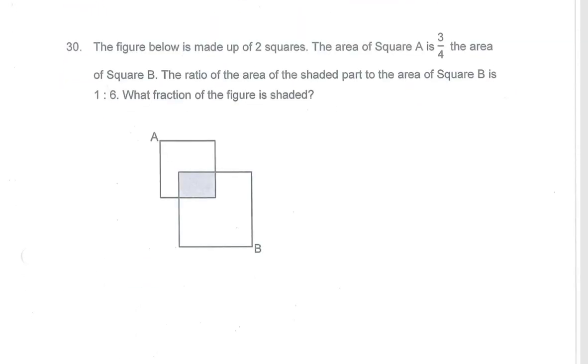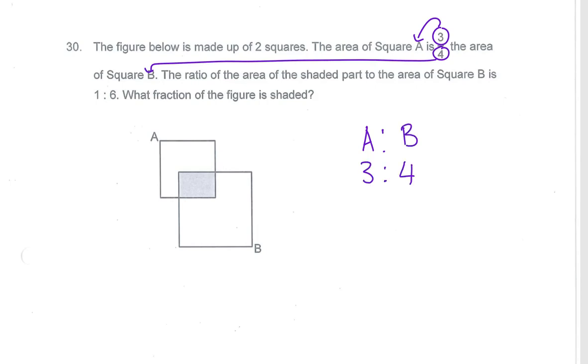Question 30. Figure below is made out of 2 squares. The area of square A is 3/4. So 3, 4 will be for B, yeah? So in ratio form, it will be something like this. Now this question is an interesting question that happens a lot of times, where you notice there's an overlap of the shaded part twice. Alright, so we also want to find out what is the shaded part.